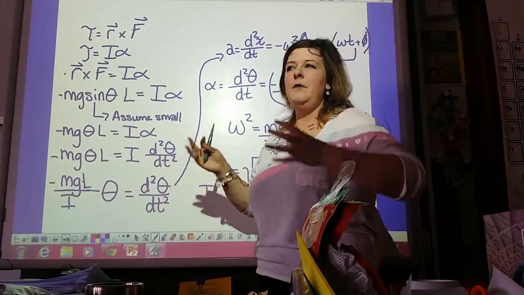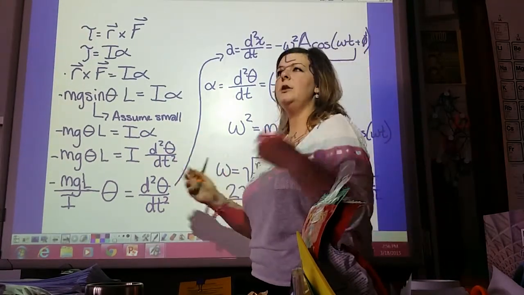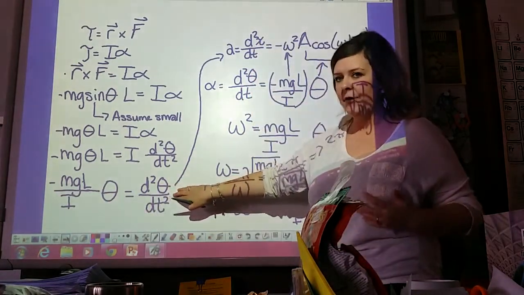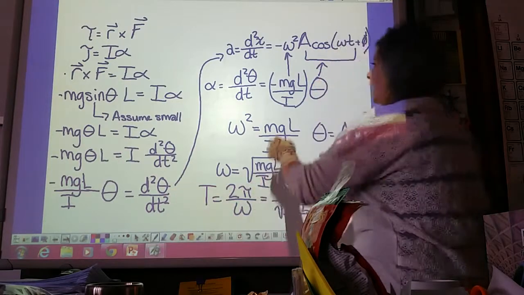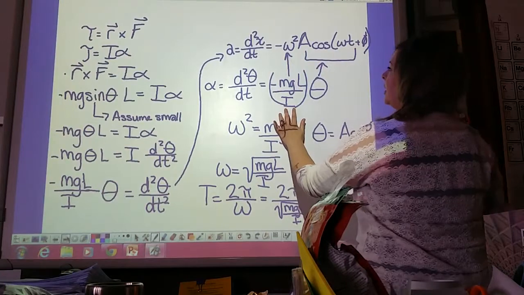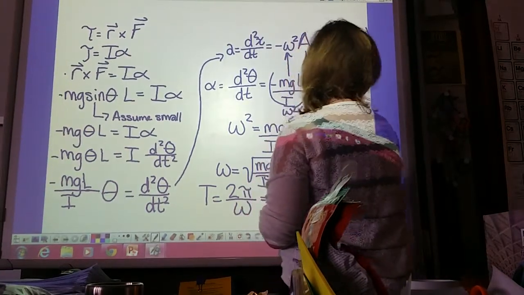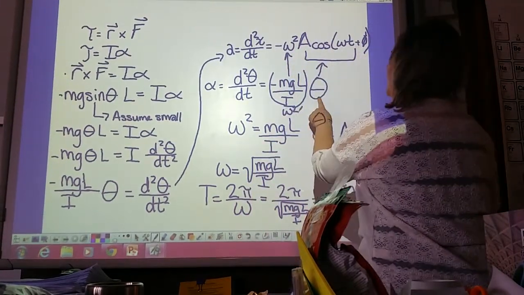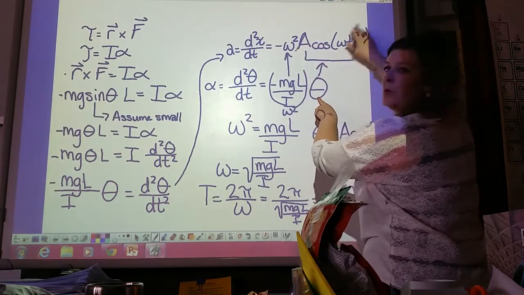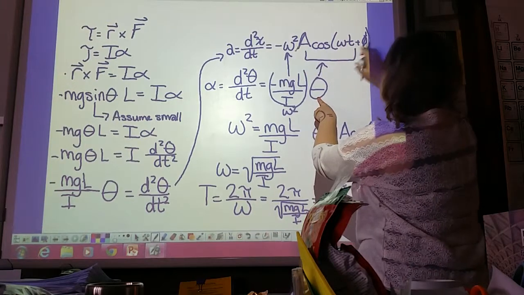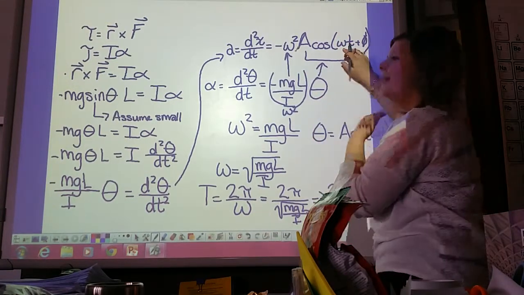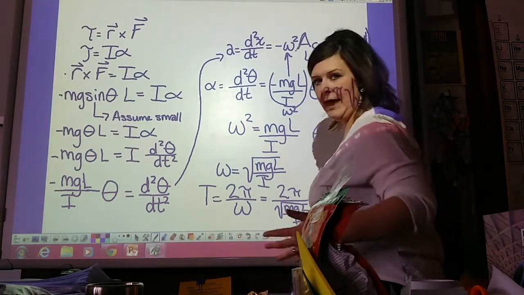I'm going to make my own assumptions here and use it in a certain way. If this is based on alpha, because we're talking about angular acceleration, then let me make this whole piece omega squared. And then theta, I'm going to make equal to A cosine times whatever phase shift you have, omega t plus phi, or it could just be omega t. Why did I do that? Because I can do that.